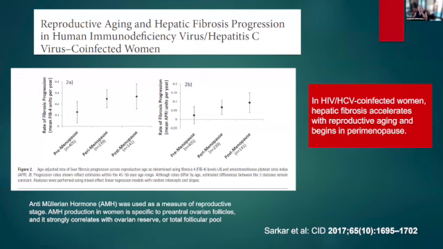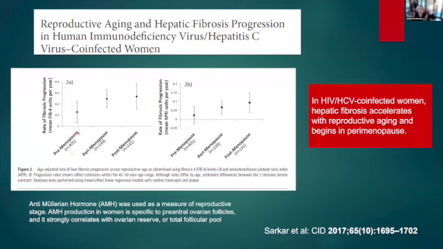So the first thing that I wanted to focus on is a longitudinal cohort study where we assess the fibrosis progression across reproductive age using validated serum fibrosis markers, specifically APRI and FIB4. And we use the anti-mullerian hormone as a measure of reproductive age. This is done longitudinally and age-adjusted across reproductive age.